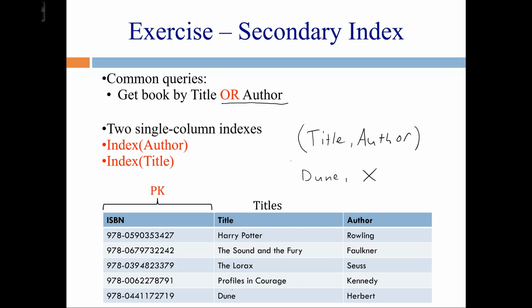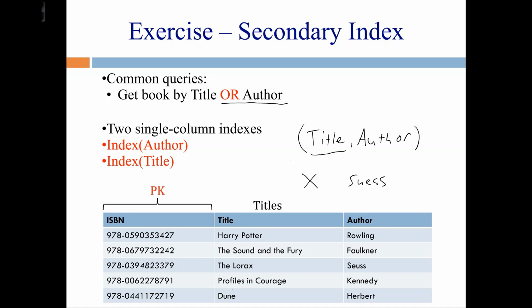Okay, so this compound index will let us quickly search for a title of Dune. So we get lucky and we find it, and we can short circuit and we're done. But let's say we were looking for the title that doesn't exist, that won't be found, or an author of Seuss. So we have to look for X in the titles table.